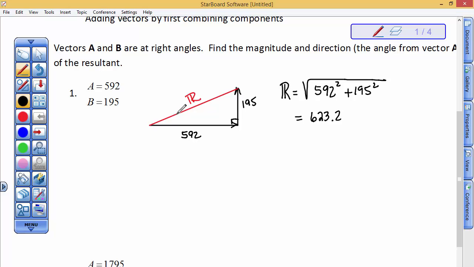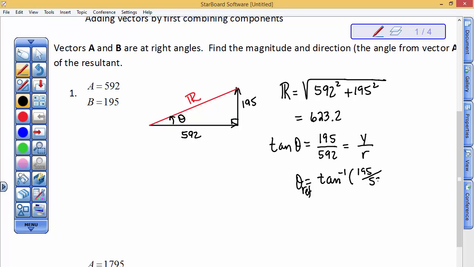The next thing I need to know is the size of this angle. I'm going to call it theta. And remember that the tangent of theta is defined as the side opposite over the side adjacent. Or also remember it's defined as y over r. But we've got this side opposite and the side adjacent. So now to find the size of what I call my reference angle, but in this case it is the actual answer, I'll take the inverse tangent of 195 divided by 592.